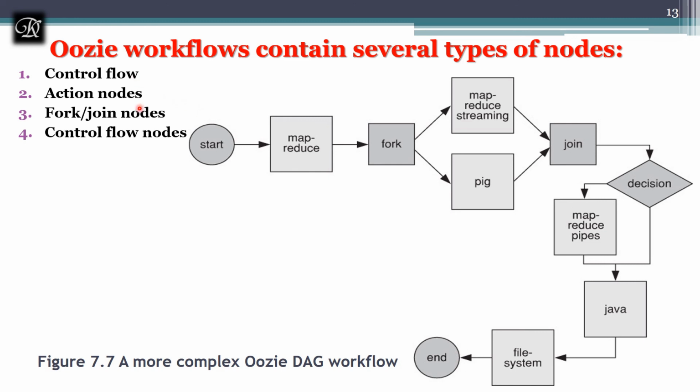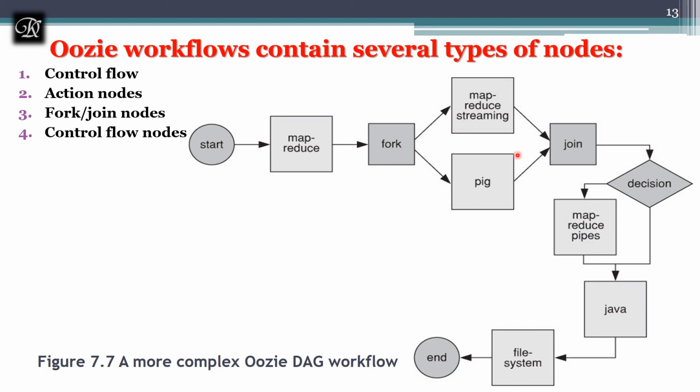Let me define what all these are. The control flow nodes define the beginning and the end of the workflow. They include start, end, and the optional fail nodes. The start and end are the control flow nodes over here. Action nodes are where actual processing tasks are defined. Action nodes can also include HDFS commands. So where exactly are the tasks defined? Here the tasks are defined, and here the tasks are defined. So these are all the action nodes.